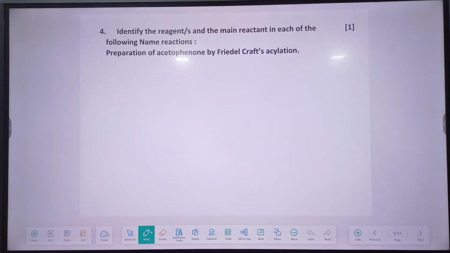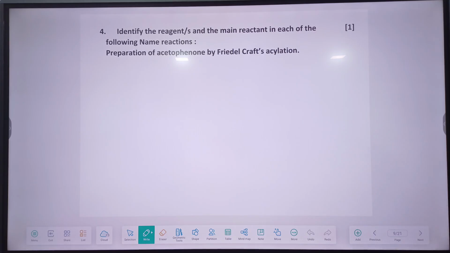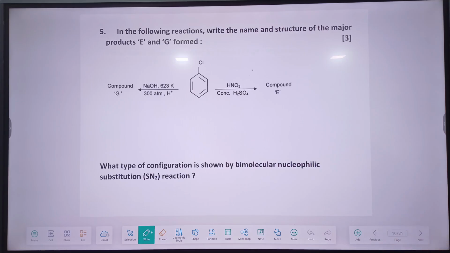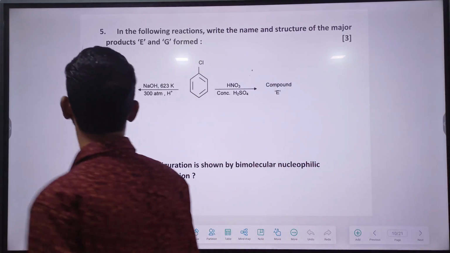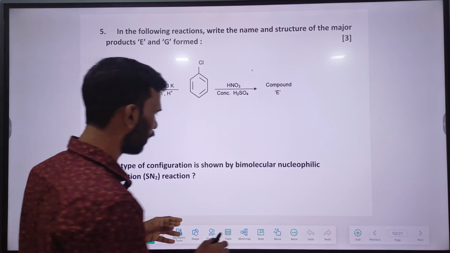Identify the reagent. Okay, acetophenone, aldehyde. This question is again from aldehydes, ketones and carboxylic acids, preparation of acetone. In the following reaction, write the name and the structure of the major product E and G. There are two reactions.